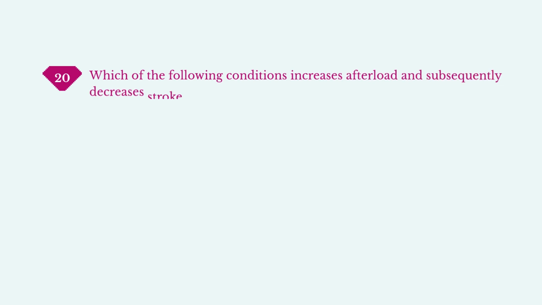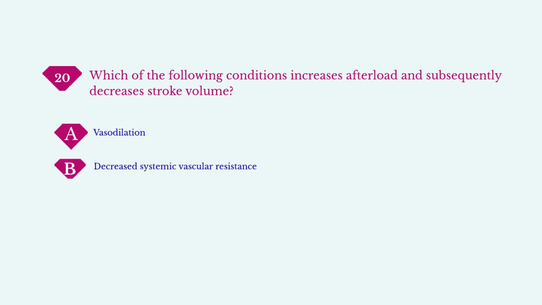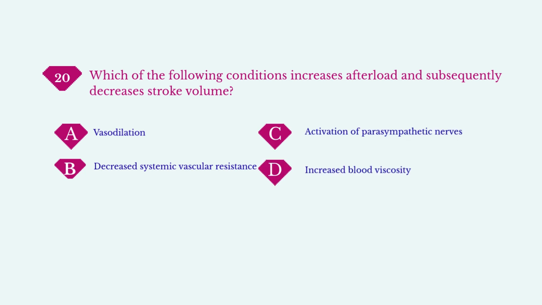Which of the following conditions increases afterload and subsequently decreases stroke volume? A. Vasodilation. B. Decreased systemic vascular resistance. C. Activation of parasympathetic nerves. D. Increased blood viscosity. Answer: D. Increased blood viscosity.